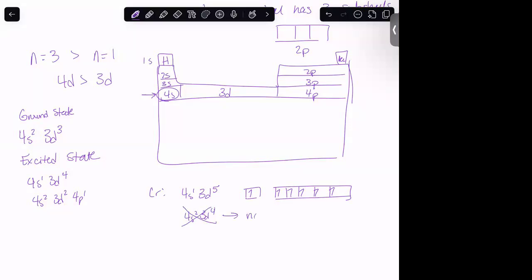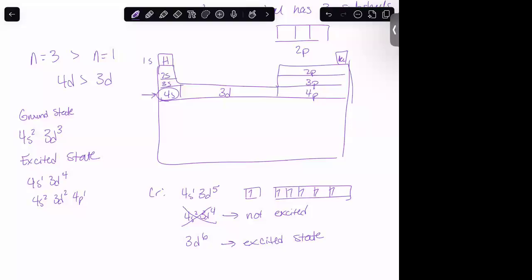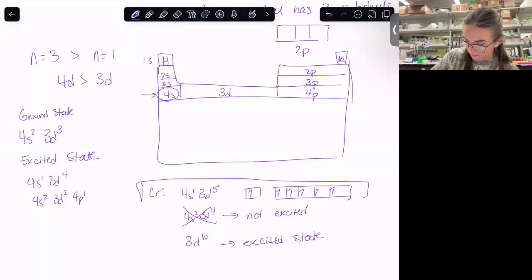All right. Okay, I understand. Yeah, it would always probably be like this. This would be an excited state. All right, I got it. Thank you. Yes, this is the ground state for chromium.